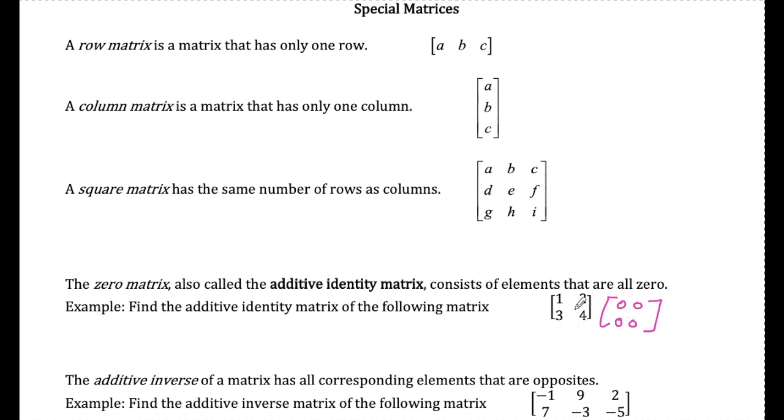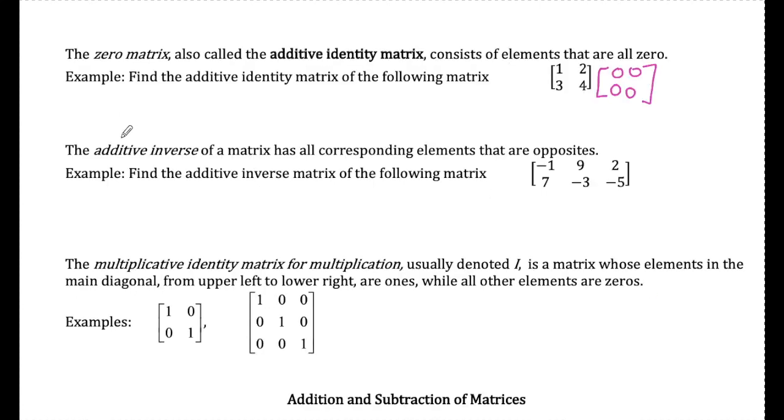So that matrix is going to have the same amount of elements laid out in the same exact way, but all of those elements will be 0. The additive inverse of a matrix has all corresponding elements that are opposites. So again, the additive inverse of this matrix will have the same amount of elements laid out in the same exact way. However, each of those elements will be opposite to the elements that are here. So 1, -9, -2, -7, +3, +5. That would be the additive inverse to this matrix here.